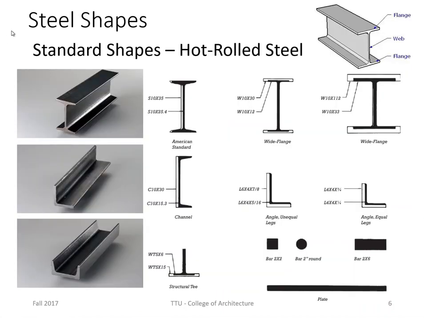Steel is created in standard shapes and standard sizes. You usually don't custom make a steel. It's made around these standard shapes and sizes. In hot rolled steel, these are the major standards and standard sizes.